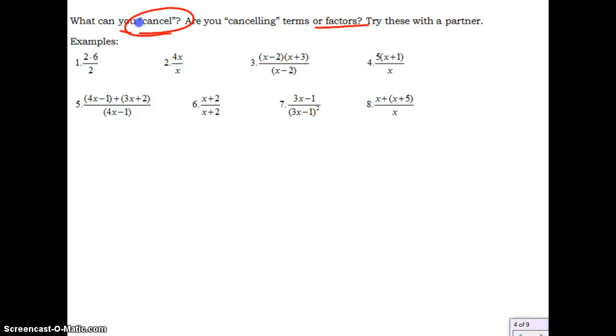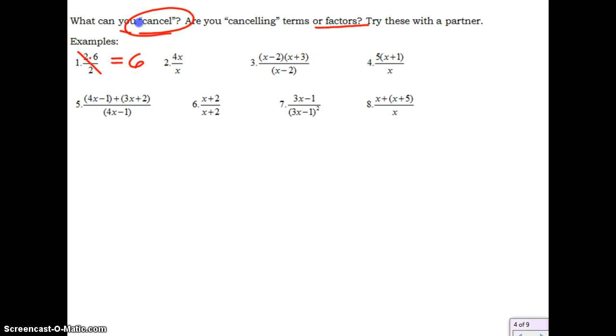So if you look at example 1, I only have factors because I do not have any addition or subtraction. So I have 2 times 6, and then it divides by 2. Since I have a common factor of 2 in the numerator and denominator, I can cancel those 2's out, and I'm left with 6.